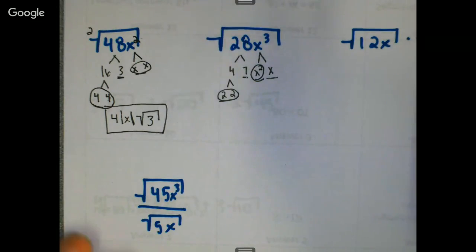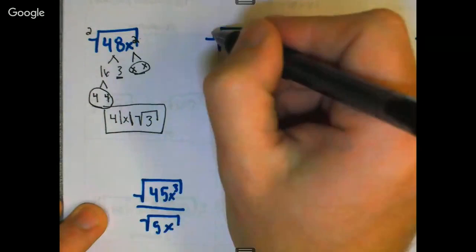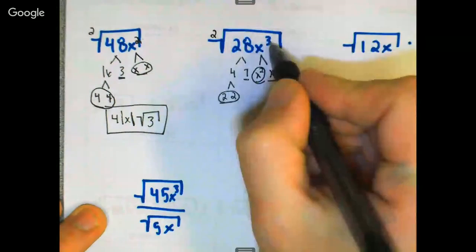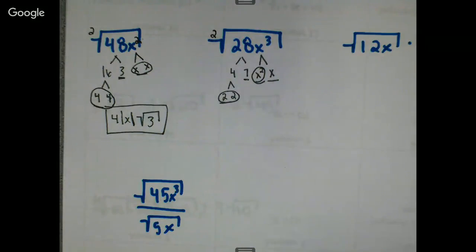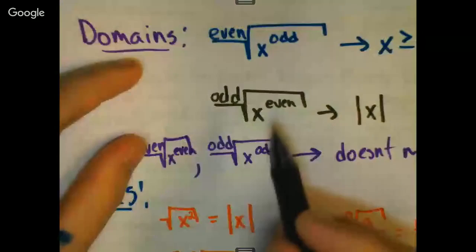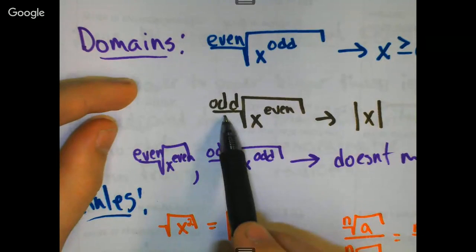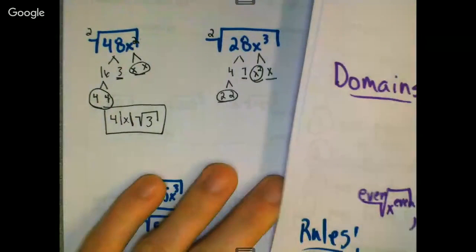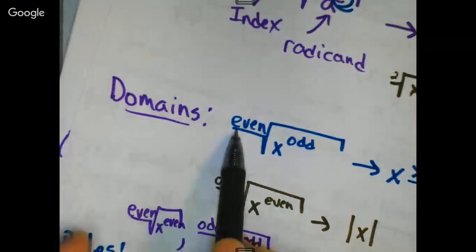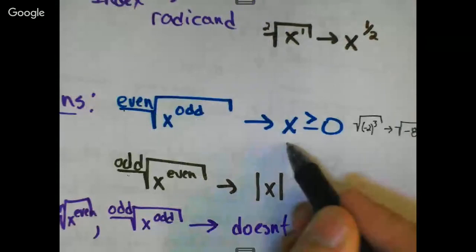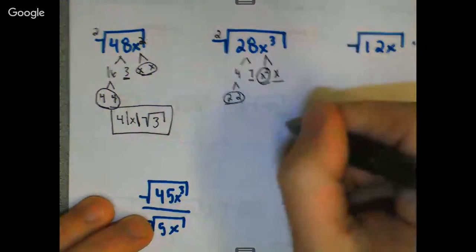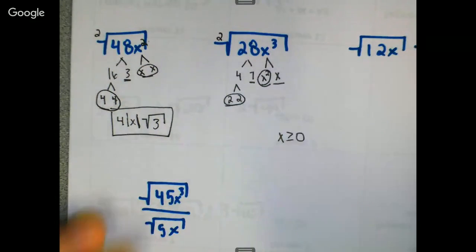Okay, now because it was an even index and an odd power. Okay, let's go back to this. We had an even index and an odd power. At an even index, odd power, that tells me that x has to be bigger than or equal to 0. So I've got to put that right away. X is greater than or equal to 0.